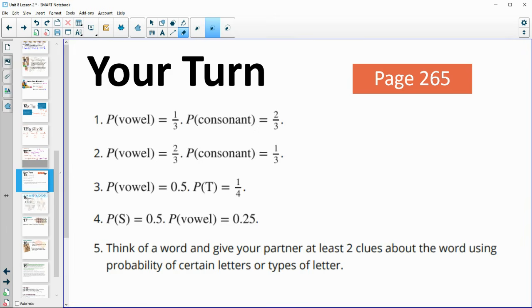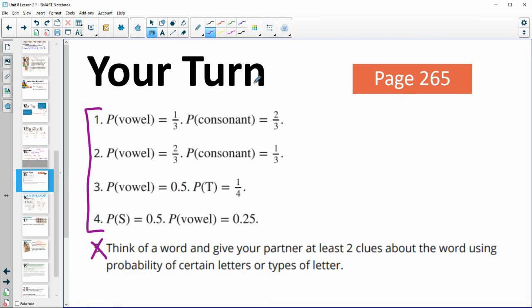All right, so then on page 265, go ahead and try to do numbers 1 through 4, coming up with words that fit these probabilities. If you're doing it at home, you're not really going to be able to do number 5 with a partner, but you should be able to complete 1 through 4. So do that, pause the video, and then you can come back.